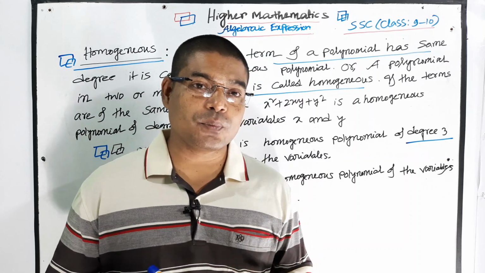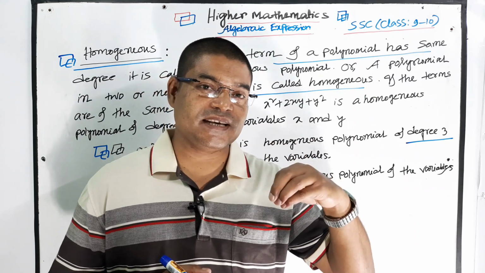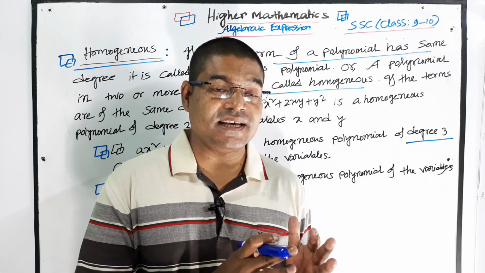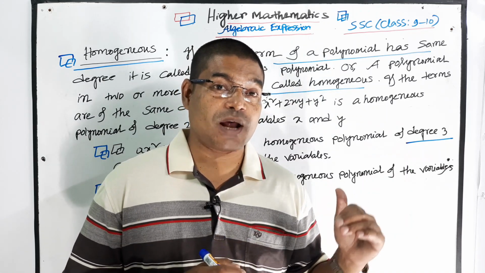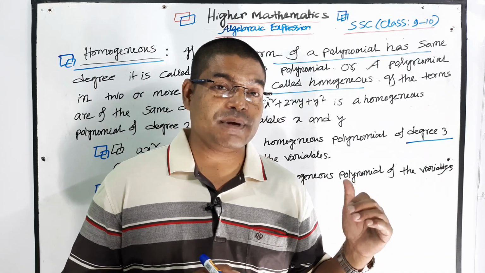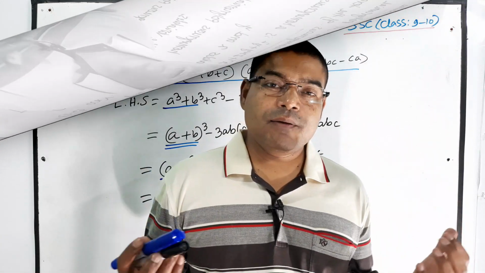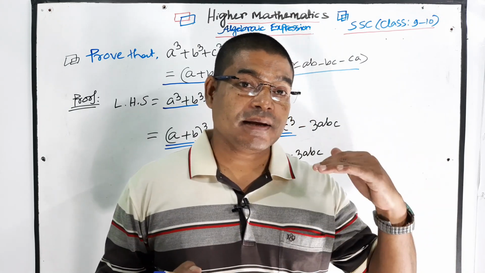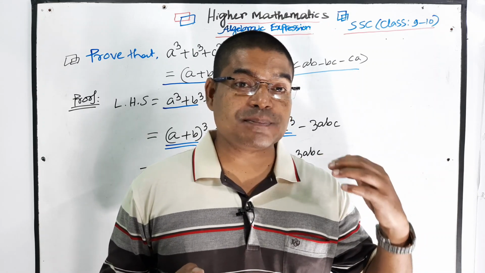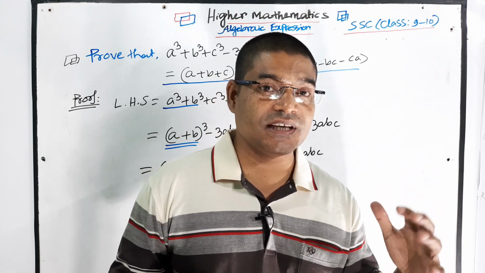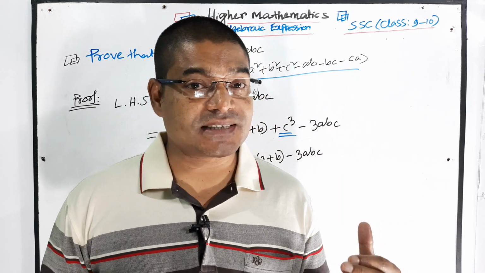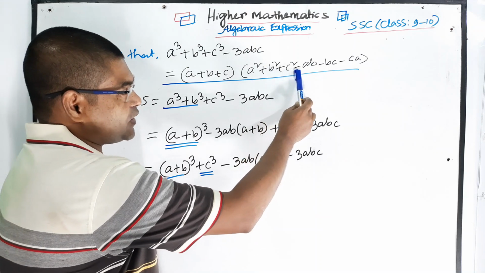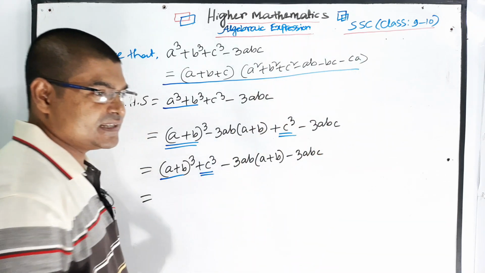Now we will have to prove that a cube plus b cube plus c cube minus 3abc equals a plus b plus c into a square plus b square plus c square minus ab minus bc minus ca. Already we have learned various types of definitions. Now we have to prove that a cube plus b cube plus c cube minus 3abc equals a plus b plus c into a square plus b square plus c square minus ab minus bc minus ca.